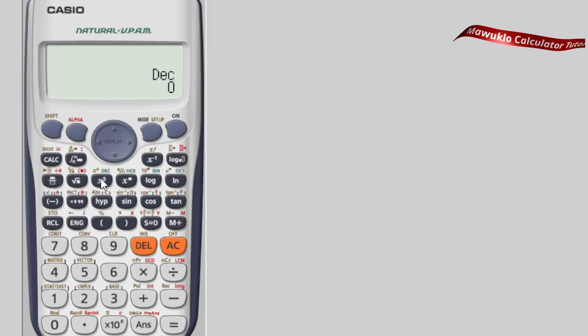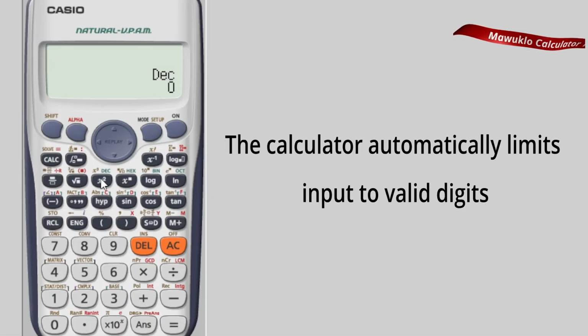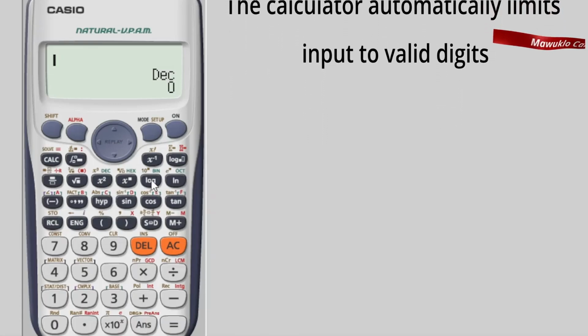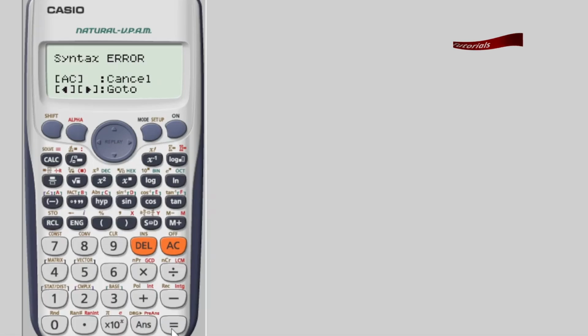Another thing you need to know is that your calculator automatically limits inputs to valid digits. For example, let me come back to this base 2 binary, and then I try to press 8, nothing happens. Let me press equal to, it's giving me a syntax error, all because it automatically limits the valid digits. All right, now let's continue.